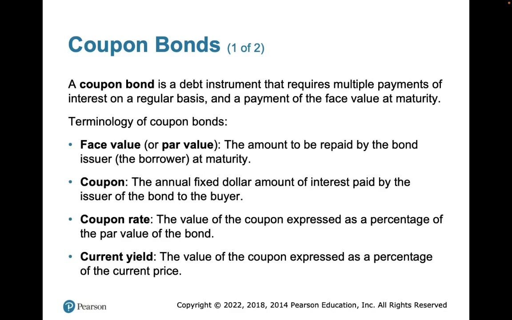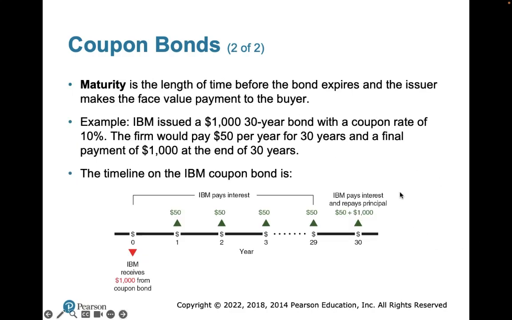Okay, how do coupon bonds work? This is a description, though I just explained it. Let's use this to explain further. Now we have this: IBM received $1,000 from a coupon bond. They're going to pay over a 30-year period. We have 1 year, 2 years, 3 years, and so on until 30 years.